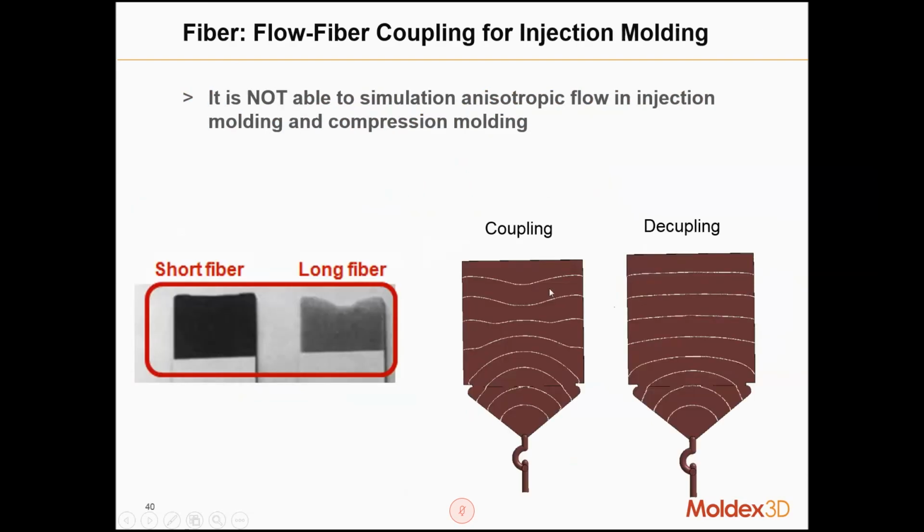And also we can see the same phenomena in injection molding. You can see for short fiber or long fiber, especially for long fiber, excuse me, there is an ear flow behavior due to the fiber orientation, because the orientation is different along the edge and in the middle. If we use a decoupled setting, it's very difficult to see it. But once we use the fiber couple setting, we can also see the same phenomena.